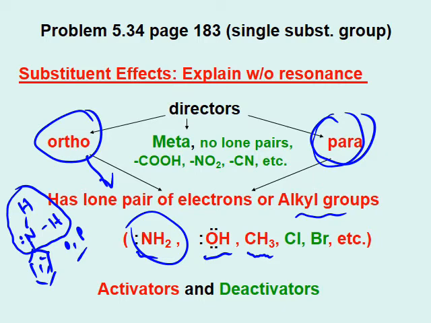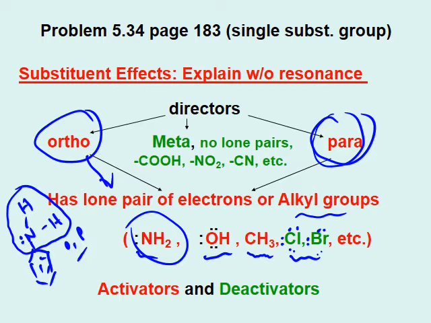Cl and Br each would have those unshared electron pairs. I've already shown you an example of Br, and that's why these are also ortho para directors. So whenever you have a substitution group, always think about the atom that is directly bonded to the benzene ring. If it has an unshared electron pair, then it is an ortho para director.